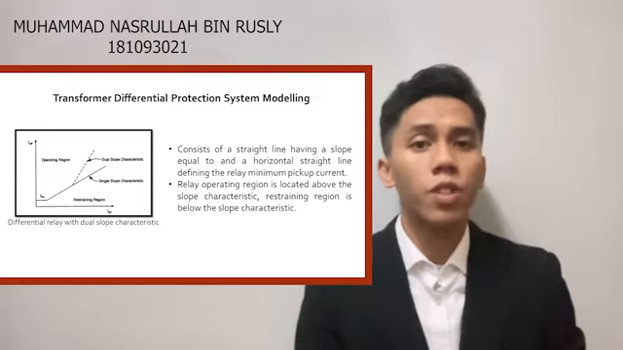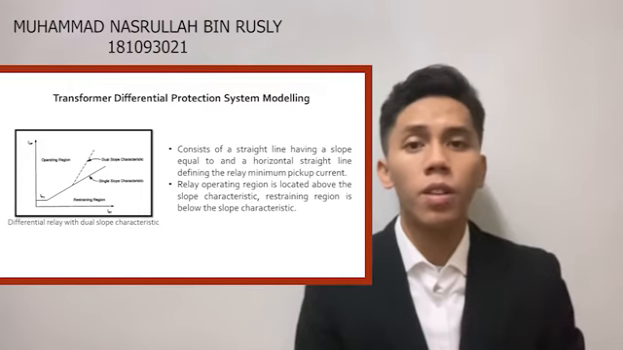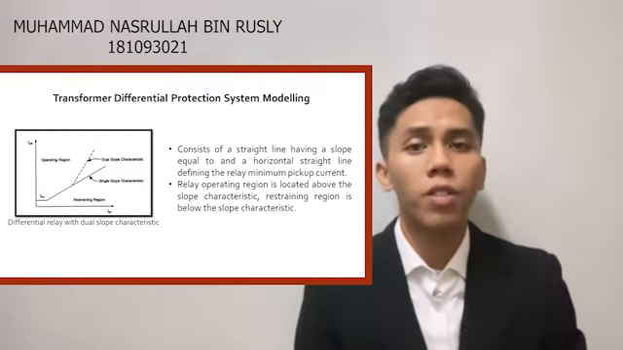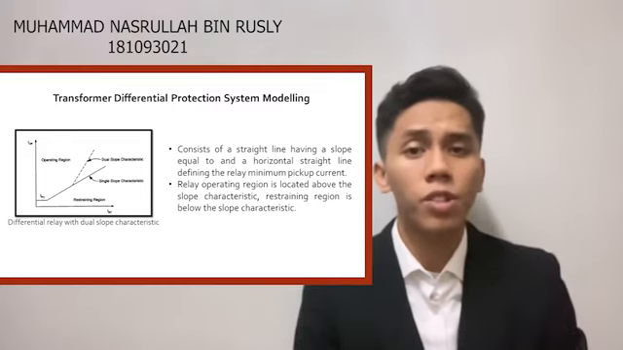So the next slide discusses the typical differential relay operating characteristic. This characteristic consists of a straight line having a slope, and a horizontal straight line defining the relay minimum pickup current. The relay operating region is located above the slope characteristic and the restraining region is below the slope characteristic.